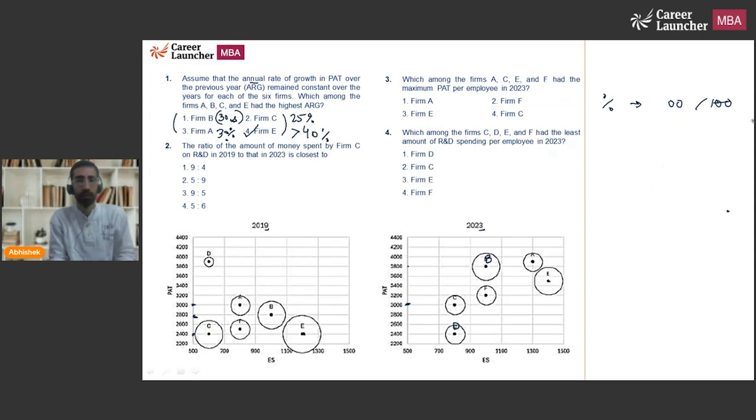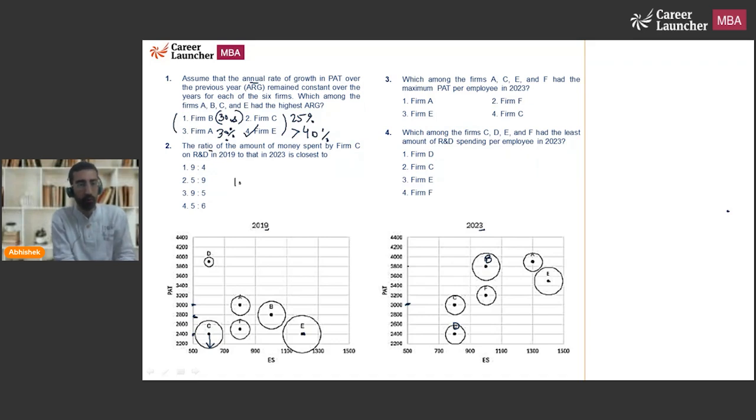Okay, next. Question 2 says the ratio of the amount of money spent on, now we're talking about the amount of money, right? We're not talking about the percentage, because it's talking about R&D. So the amount of money spent by firm C in 2019 to 2023, ratio. Now in 2019, C has spent from 2400, 1.5, right? 1.5, the radius is 1.5. So in terms of the value, it will be pi r square. I'm going to ignore pi because you're looking at the ratio. Pi will get cancelled out. Right? So pi r square as a percentage, ignore pi.